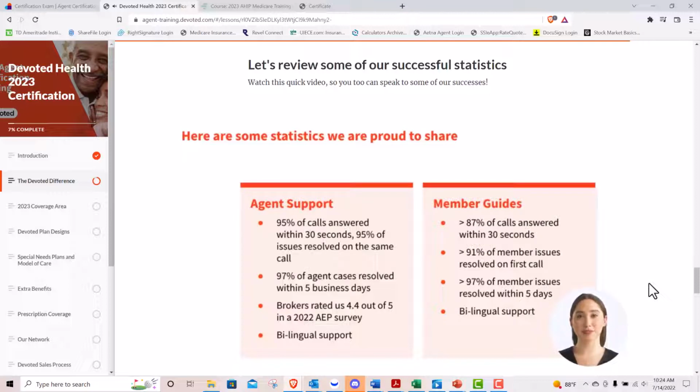For our members, we answer 87% of their calls within 30 seconds or less. Try it. Give us a call. We also help resolve their issues 91% of the time on their first call, and 97% of issues are resolved within 5 days. We also offer bilingual support to our members.